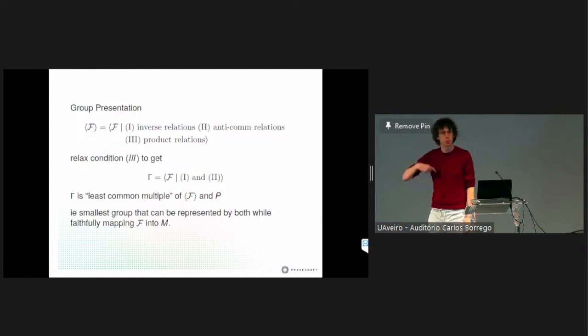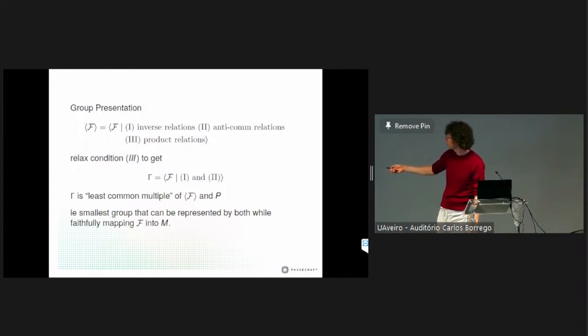These can all be thought of as quotienting out some subgroups of the free group, right? These are quotienting out the ones that equal the identity. If you have product relations equal to the identity, you quotient those out, right? And then you relax condition 3. We only want to do condition 1 and 2. And so we have this new group, gamma. This is a group presentation.